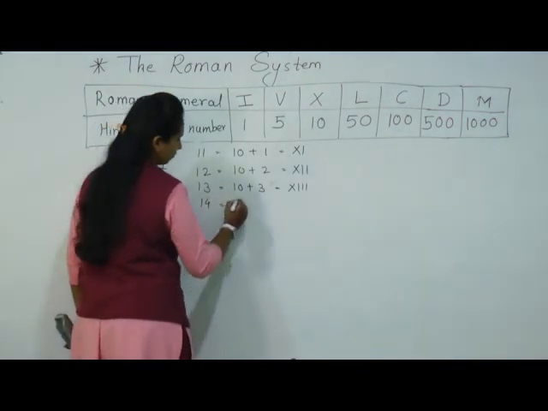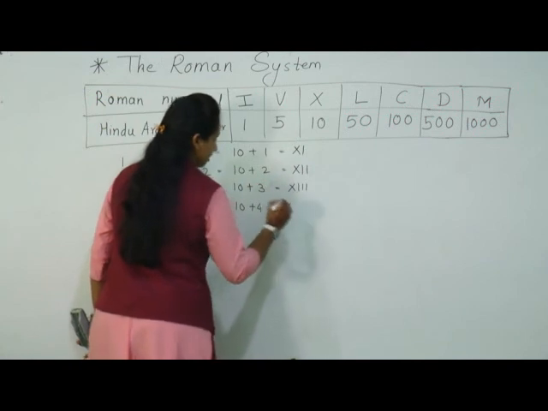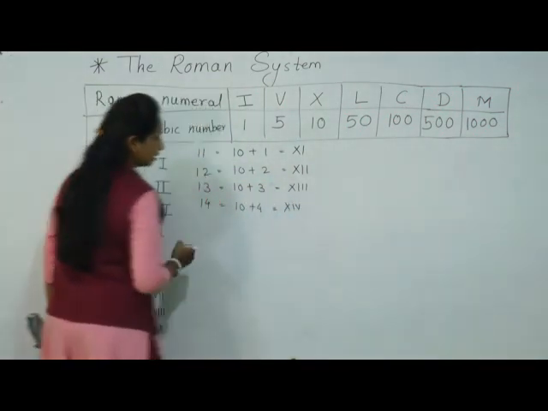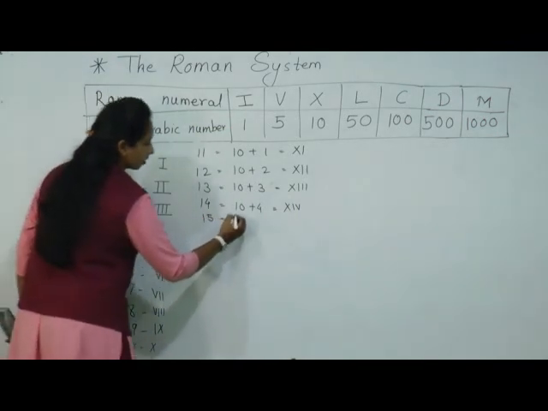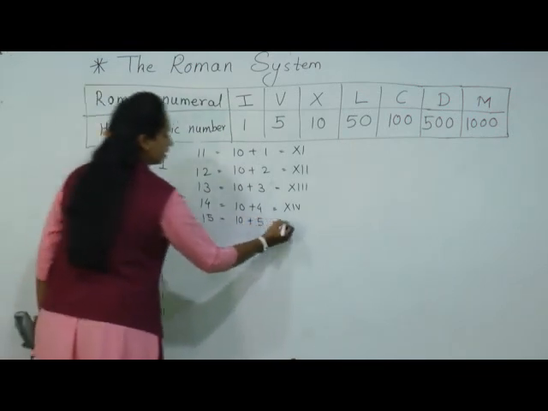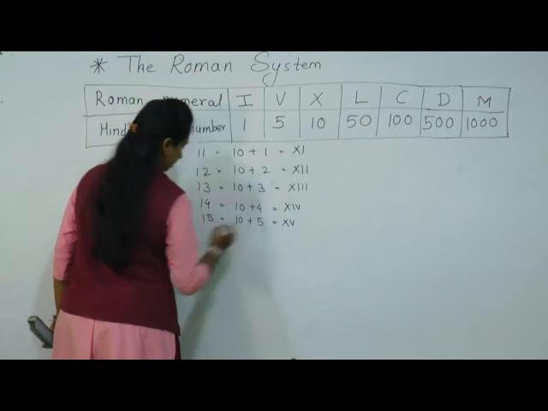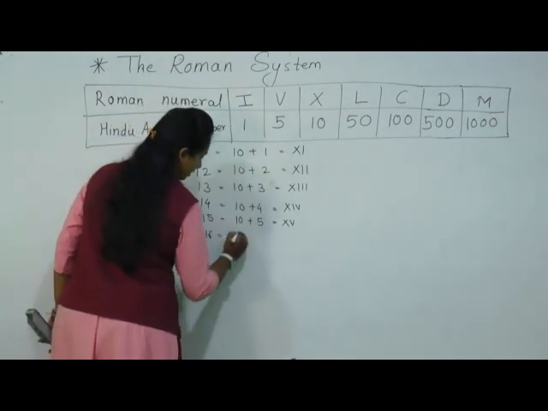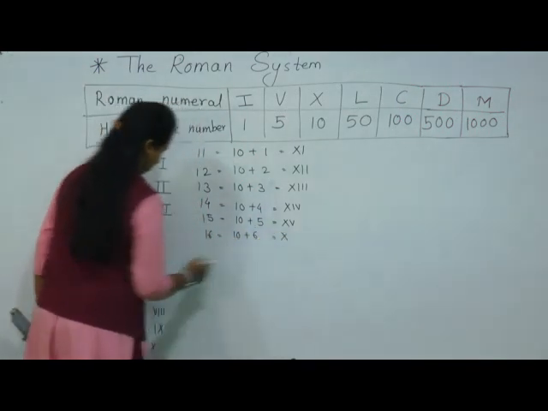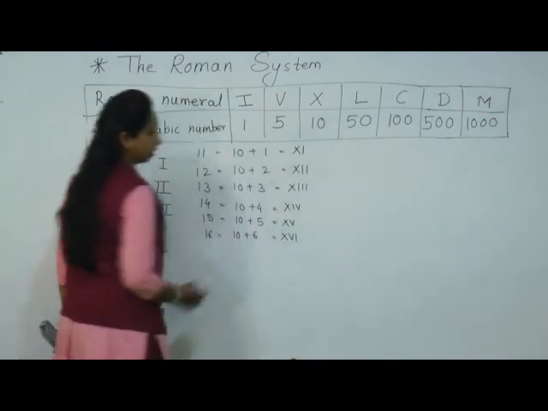Now 14. 10 plus 4 is 14. 10 is represented as X, 4 is represented as IV. Got it? 15. 10 plus 5 is 15. 10 is represented as X and 5 is represented as V. Now what about 16? 10 plus 6 is 16. 10 is represented as X and 6 is represented as VI.